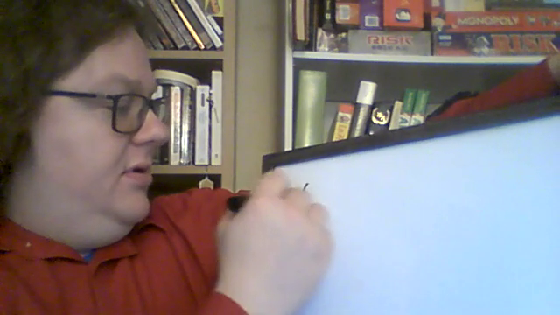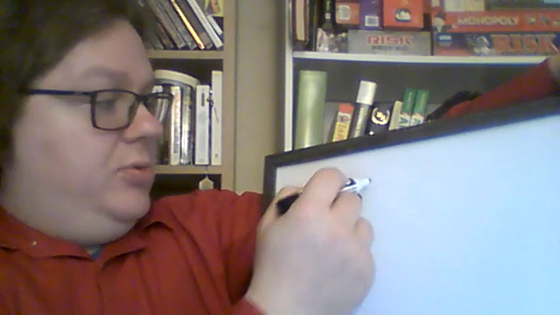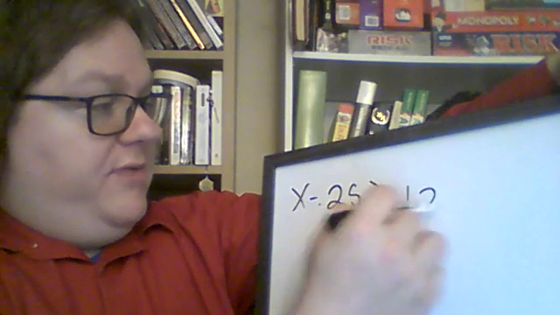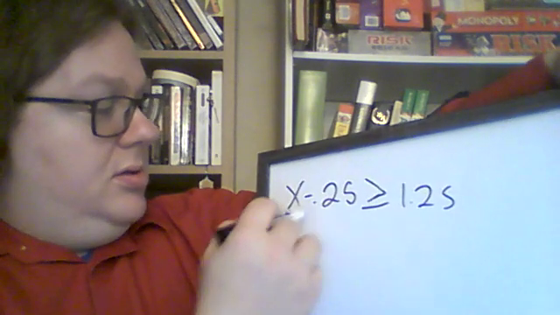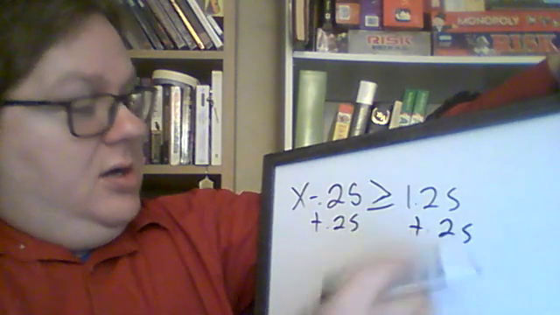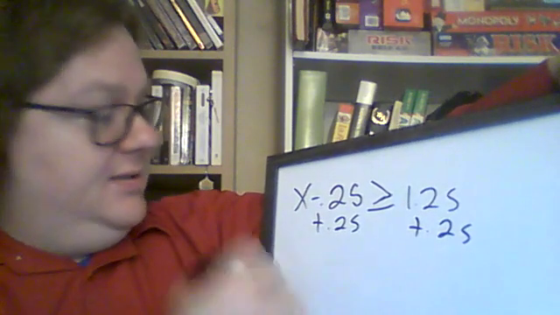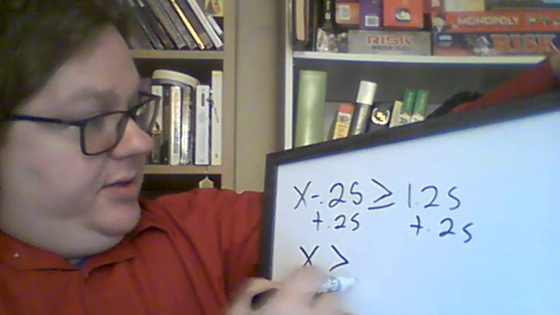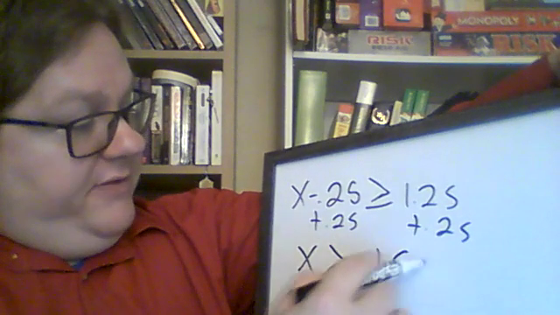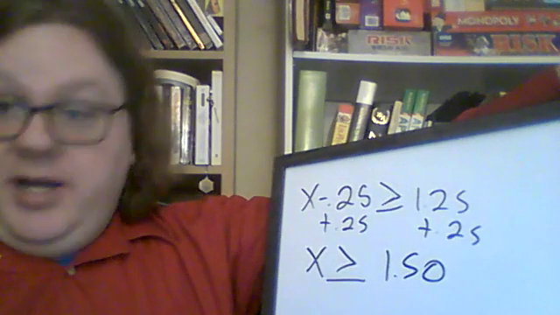The next one has decimals. X minus 0.25 is greater than or equal to 1.25. So I'm going to add the 0.25, add the 0.25. 0.25 plus 0.25, that's a quarter plus a quarter. It's 50 cents. X is greater than or equal to 1.50, or 1.5. You don't really need the 0, but you get the point.